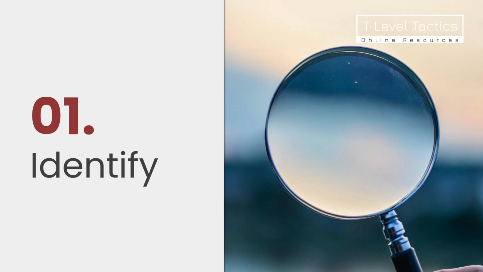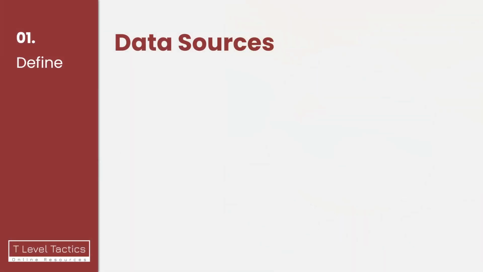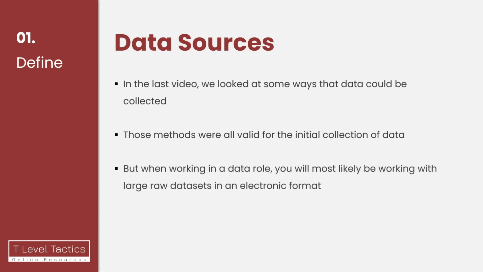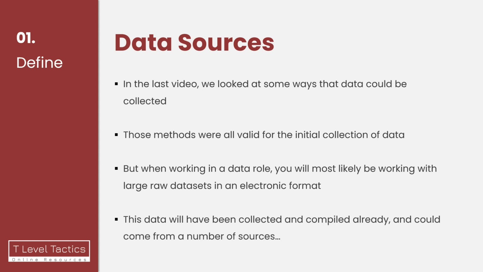Let's get started. In the last video, we looked at some ways that data could be collected, and they were mainly manual or perhaps from some sensors or things like that. And they're all perfectly valid for the initial collection of data. But if you work in a data role, you're most likely going to be working with large, raw datasets in an electronic format. This data will have been collected and compiled already and could come from a number of different sources.